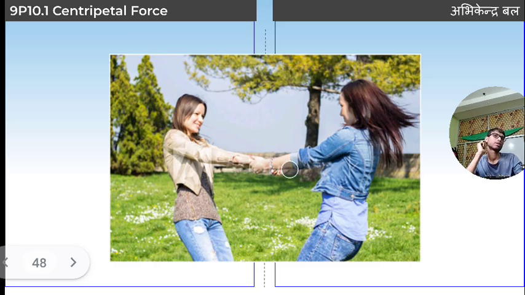Here, what is happening? This is the center, and both are rotating and making a circle. So with the help of this, these two are able to move circularly, isn't it? So it's all about the center. This is known as the centripetal force. With the help of this force, these two are able to make a circle.